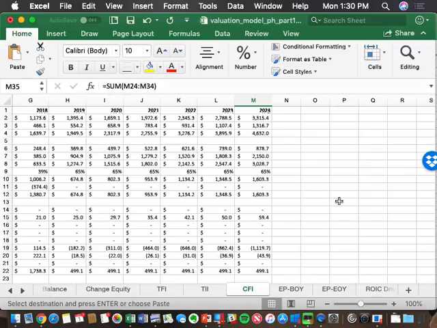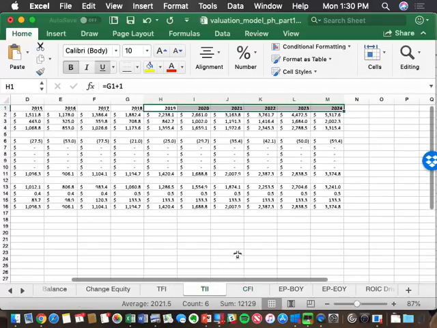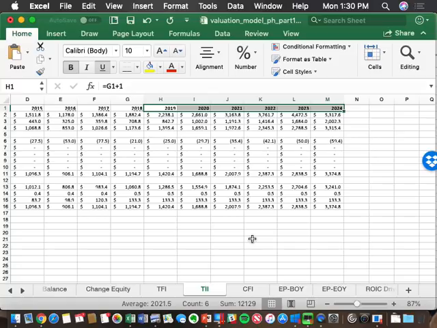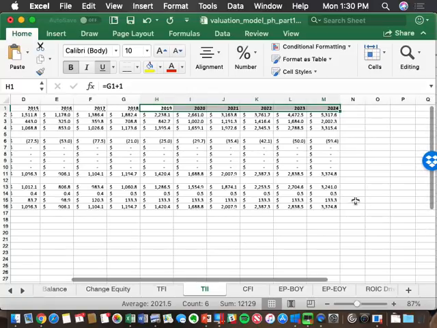Yes? You're also, well, put it this way, you won't get to that CFI without getting this TII, but the TII should be 3374.8 in 2024. Yes, sir.